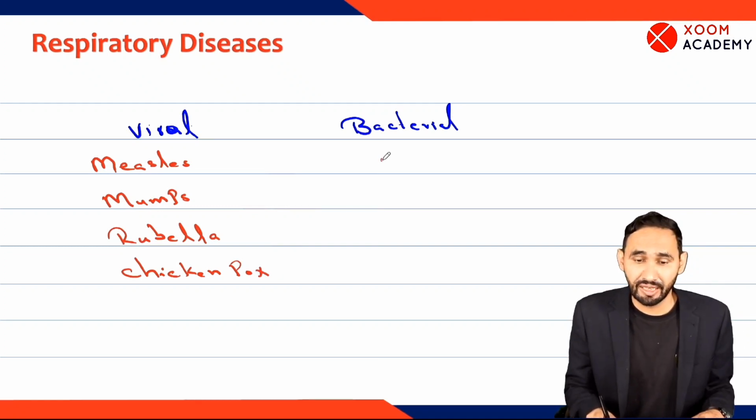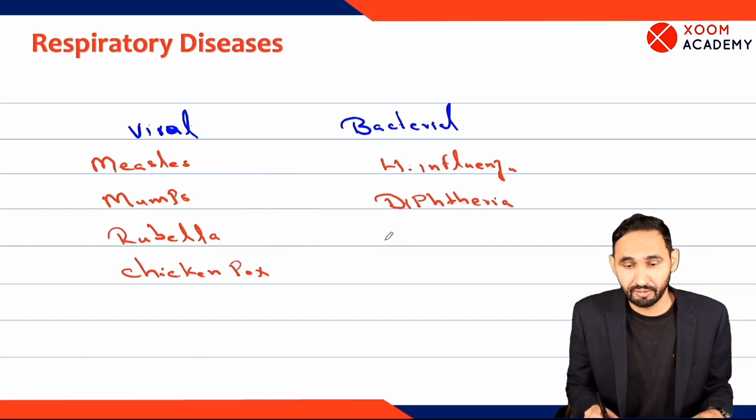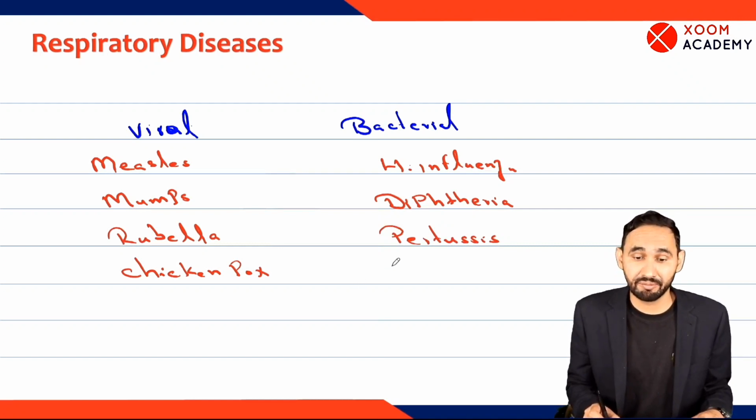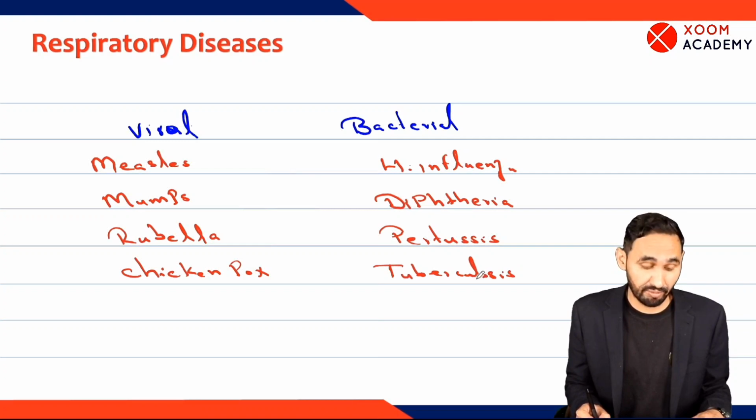Then H. influenzae is a bacterial disease. Diphtheria is also a bacterial disease. Pertussis and tuberculosis are bacterial diseases. We will discuss these diseases one by one.